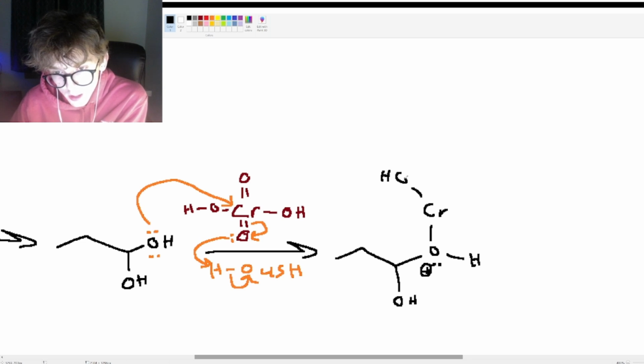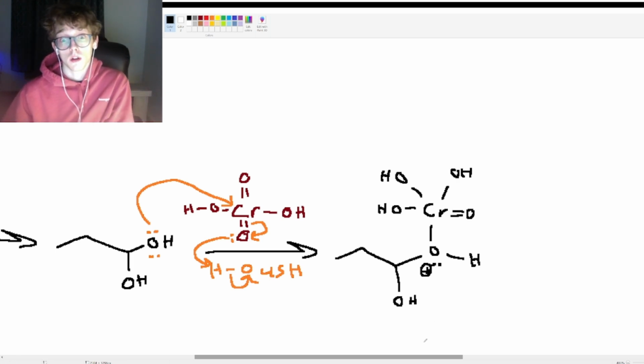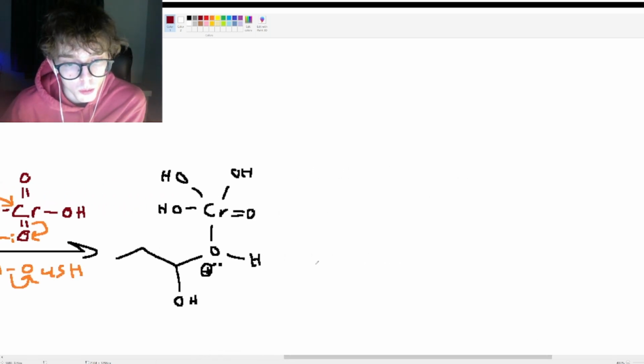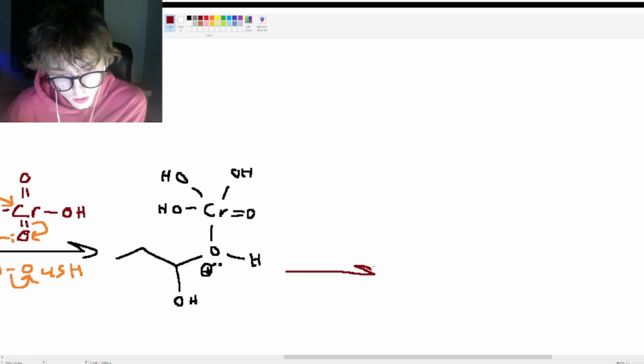I hate drawing this chromate reagent a million times, guys. It's really killing me, I'm telling you. Holy crap, there we go. Okay, now again, deprotonation or whatever works fine. So let's do elimination first, why don't we?